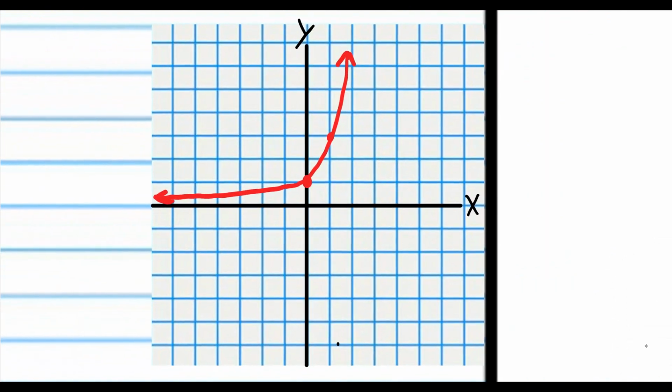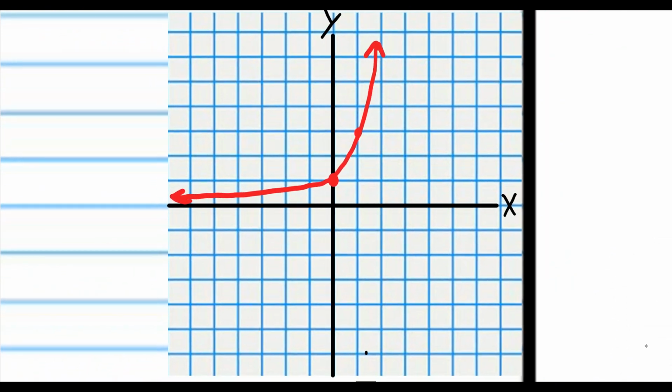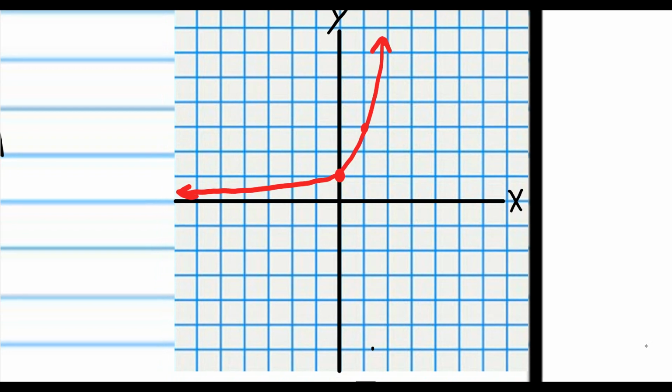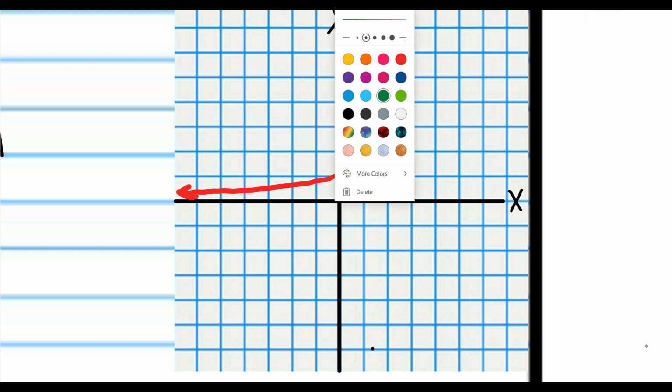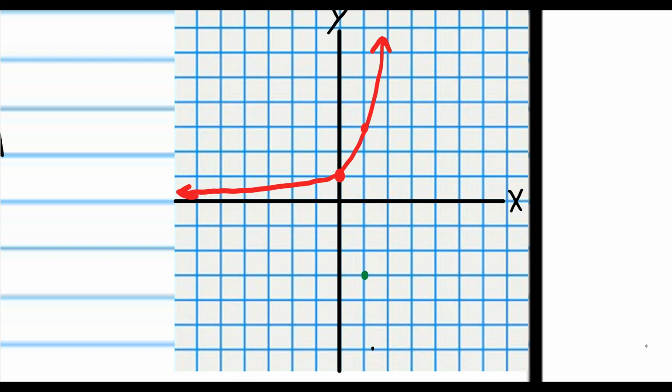So what that means is that you figure out the distance from this point to the x-axis, and you go that exact same distance across the other side of the axis and mark that point. So that's going to be here.